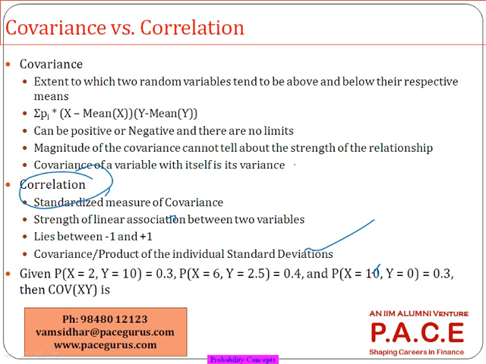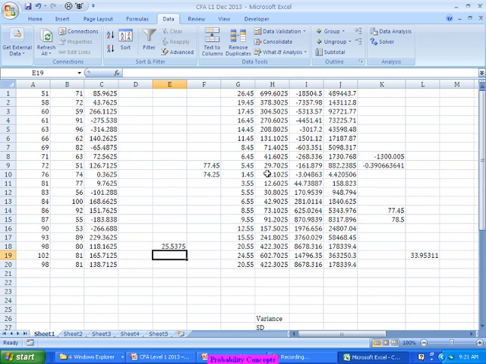The value will lie only between -1 and +1. So if it is close to +1, we'll say it's a very strong relationship. If it is away from +1 and probably close to 0 on the positive side, we say it's a very weak relationship. The same thing we will apply for the negative side, right? So here also we are doing the same.